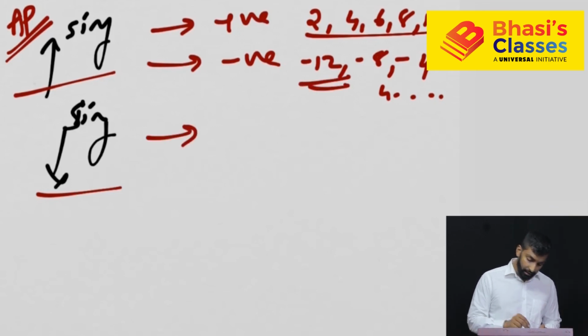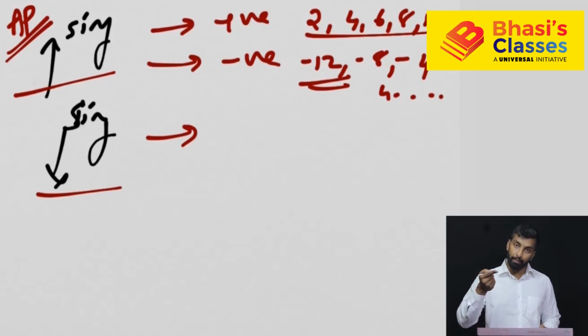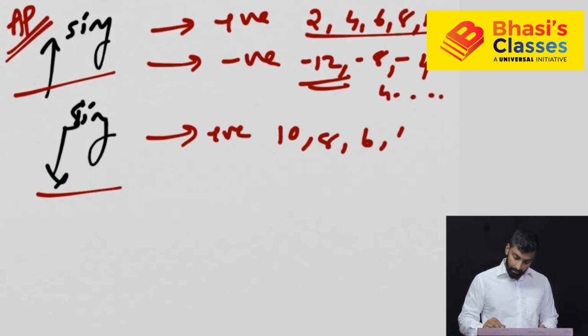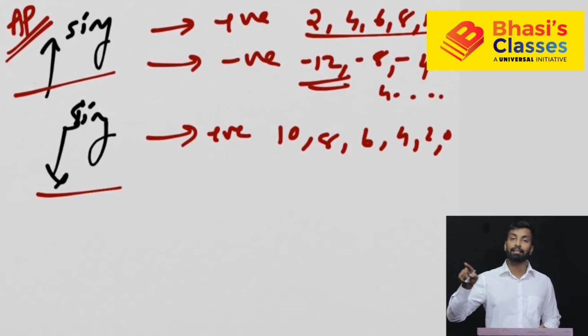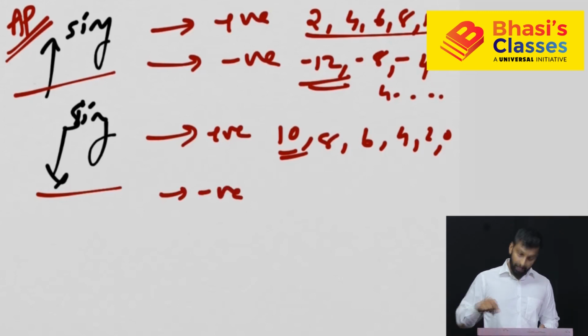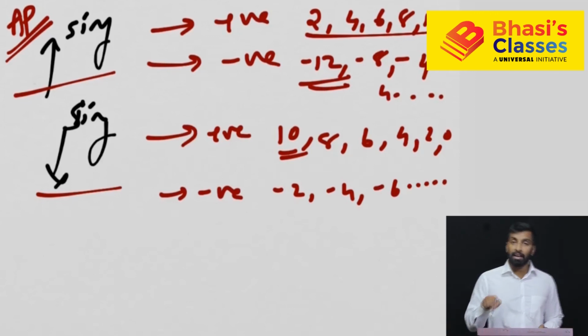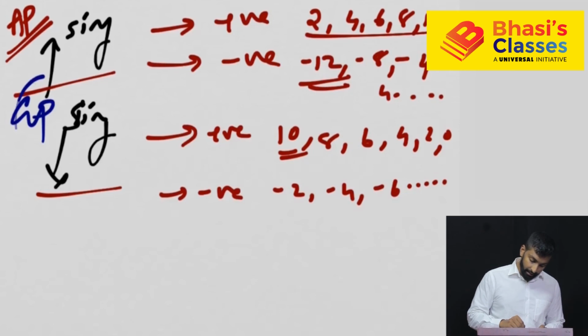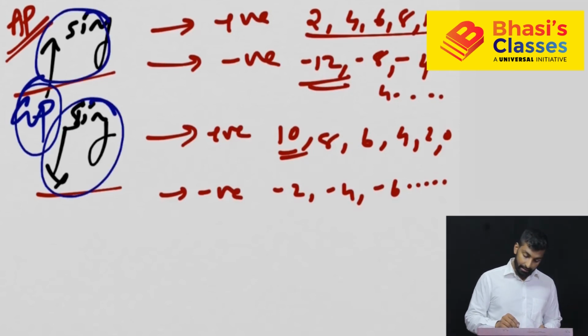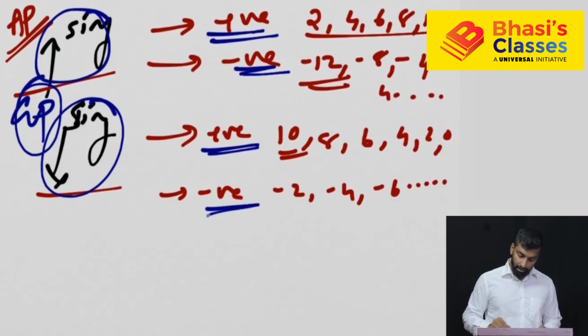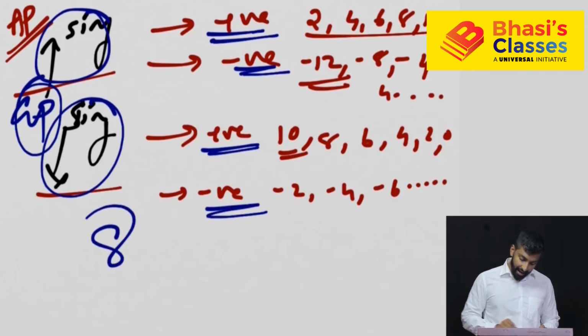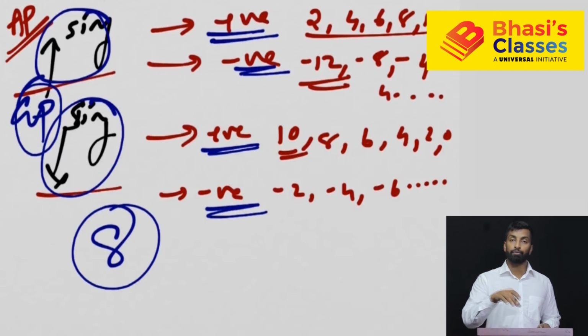Now decreasing also you can see starting with positive and starting with negative. Starting with positive, you can start with 10, 8, 6, 4, 2, 0, etc. This is a decreasing AP starting with positive. Starting with negative you can see minus 2, minus 4, minus 6, etc. Now the same classification is applicable for GP also, increasing and decreasing, starting with positive and starting with negative. So basically we need to see 8 different types, 4 in AP and 4 in GP.